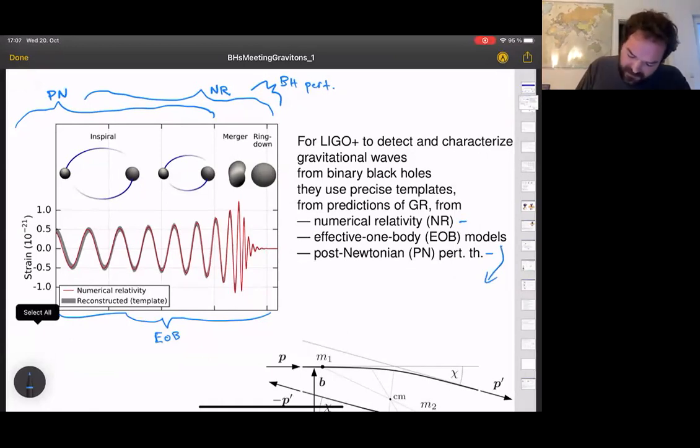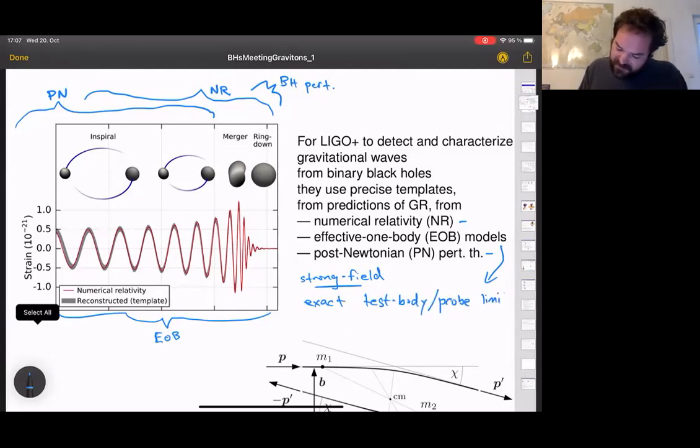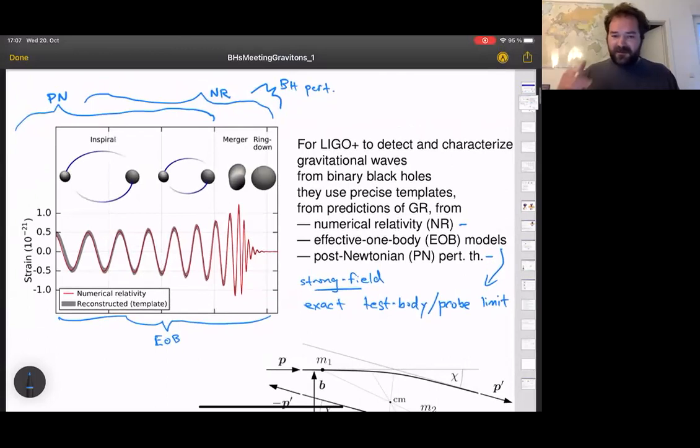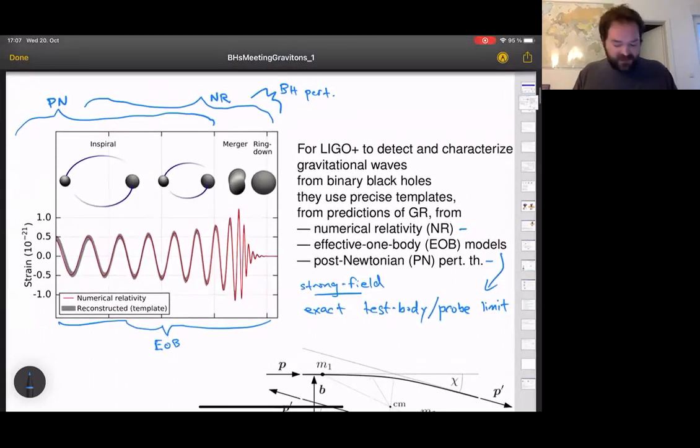But the name of this class of models really comes from the fact that they also have some important strong field information, really the exact test body limit, or for this audience, this might be better known as the probe limit. If you go all the way in that limit, say it's the motion of a test particle in an exact black hole background, say Schwarzschild, that limit is built into effective one-body models, which also combine with post-Newtonian and numerical relativity, and produce an in-spiral, ring-down, merger waveform, much cheaper than actually doing numerical relativity, and these are very much used in data analysis.